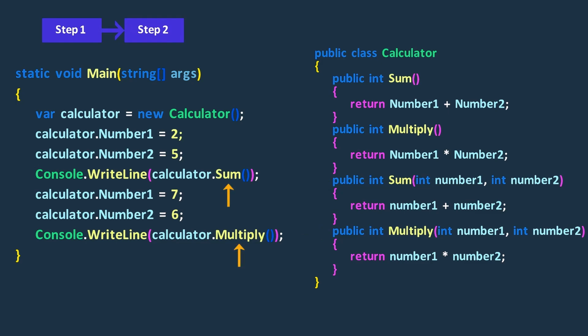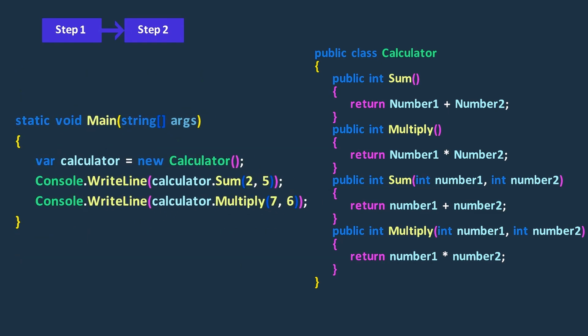Next, we need to find all the places in our code where we're using the old method and replace those references with the new method. Make sure to pass the necessary parameters when calling the new method.